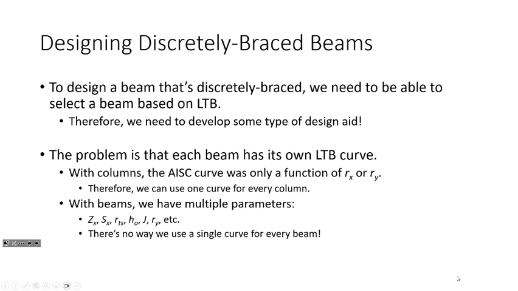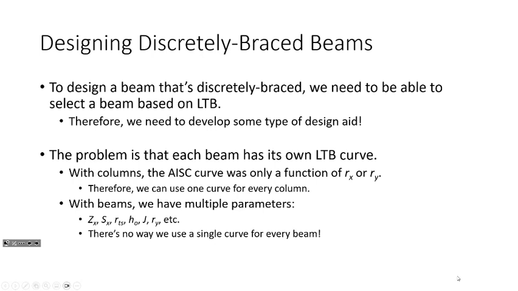With columns, there really was only one parameter to plot the curve, and that was R, or the minimum R, right? As long as you had R, you could totally plot the curve. But for beams, there's too many variables, there's too many parameters.